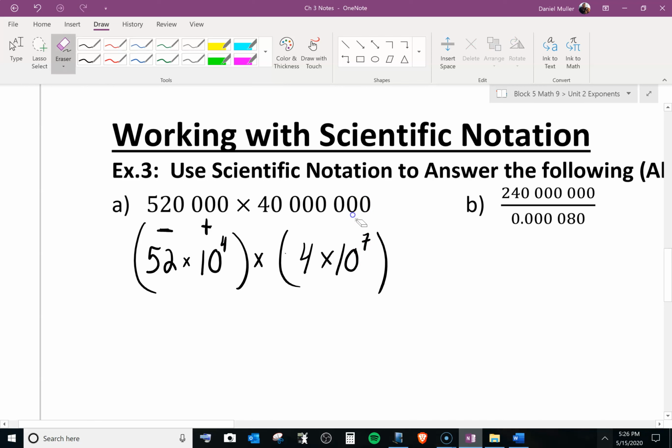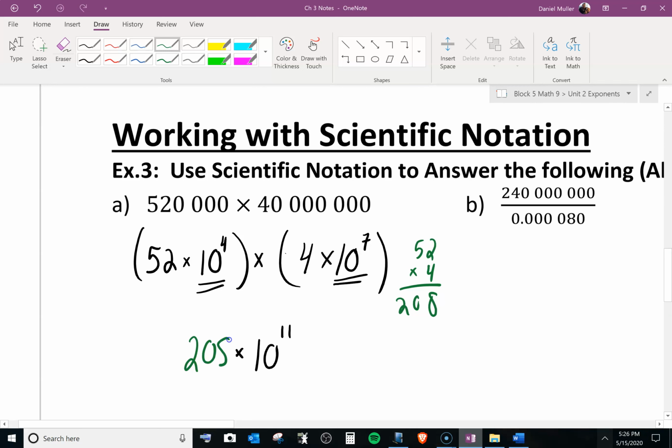Everything is balanced there. Now what we can do is a bit of our exponent laws. So when you're multiplying, these have the same base, so you can add the exponents. So 4 plus 7 is 11. And then we have the 52 times 4. So you need to maybe do that off to the side. 52 times 4, if you don't know what that is, I imagine that's going to be 208. So 4 times 2 is 8. That is 20. So yeah, 208.